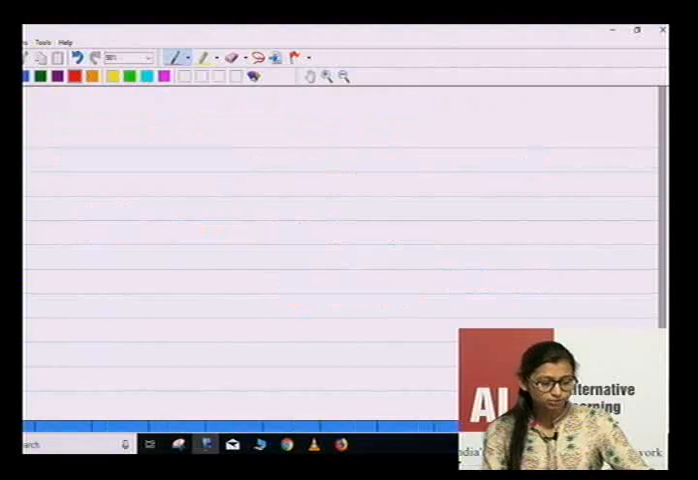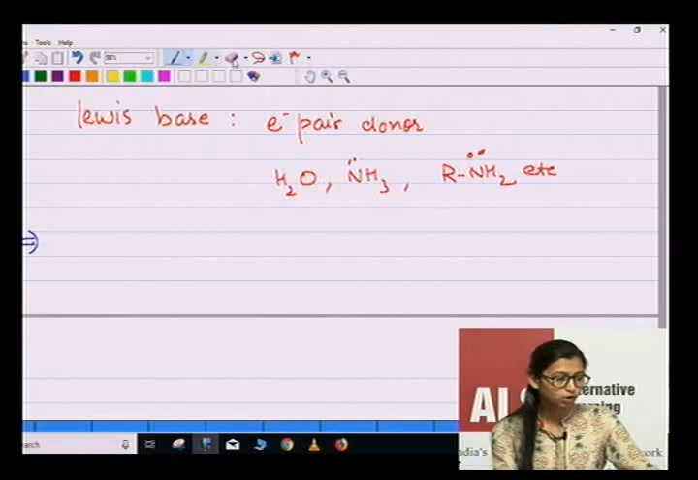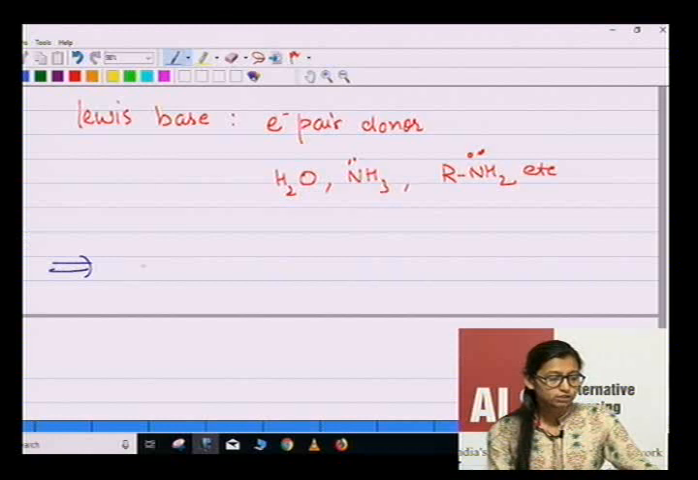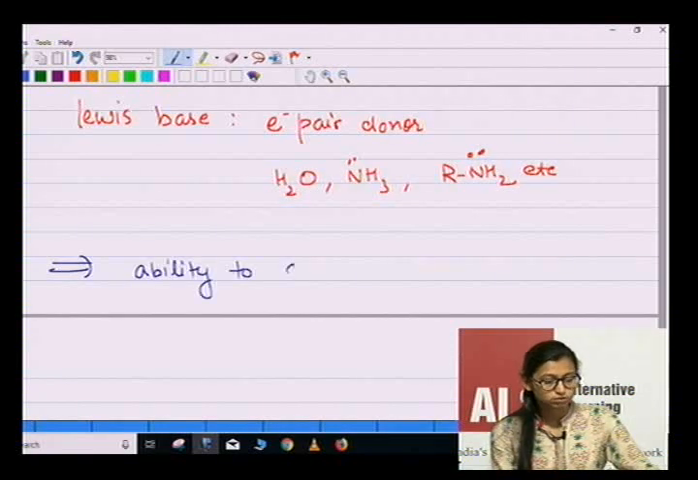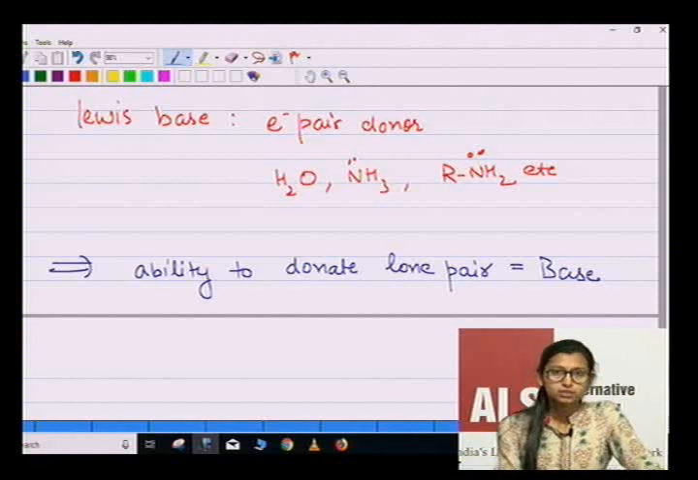So let us start. I'm just writing here. Whenever you want to check for the basic strength, what you have to look for? It's the ability to donate the lone pair. This we have to check. Those who have a very good ability to donate the lone pair will be the very good bases, right? I hope this is clear to everyone.